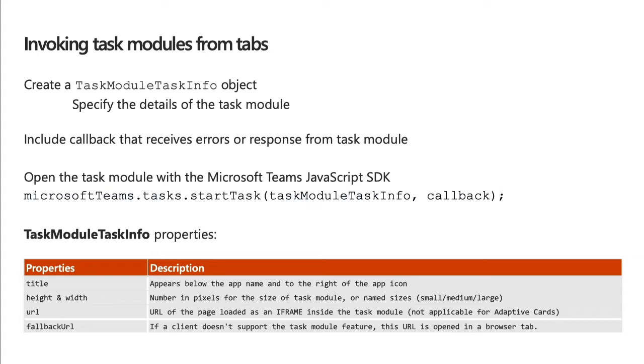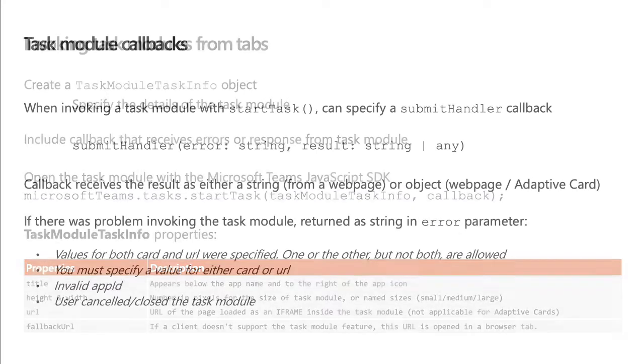The URL is the URL of the page that is loaded as an iframe inside of the task module, and the URL's domain must be in the app's valid domains array in your app's manifest. Now that's not applicable when you deal with adaptive cards. The fallback URL, if the client doesn't support a task module feature, this is the URL that's going to be opened in the browser's tab.